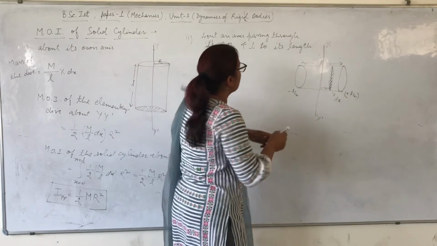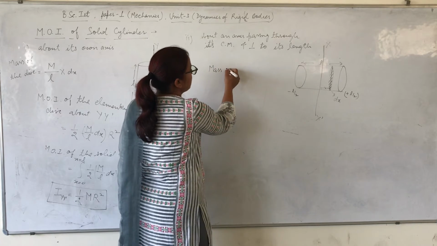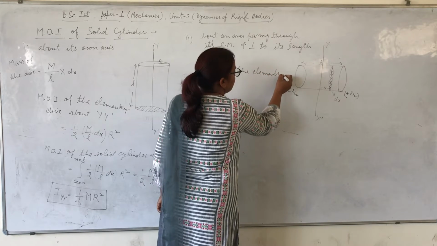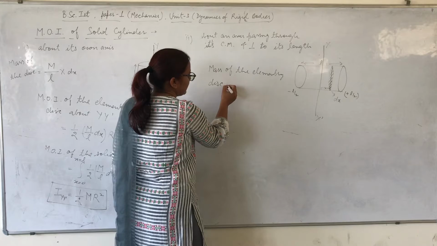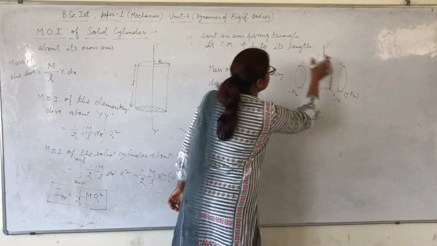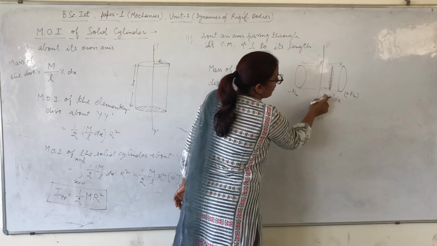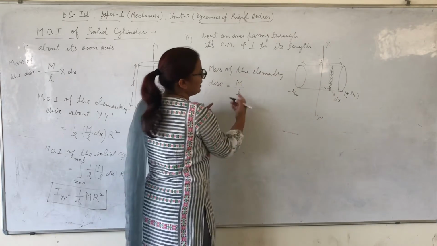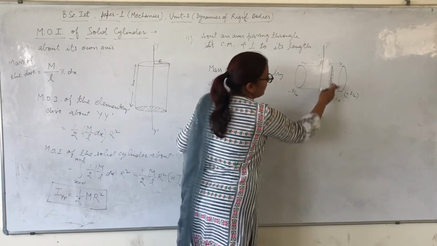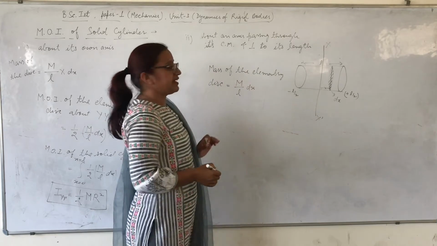First we say what is the mass. Previously we have calculated the mass of the disc, so again I am writing the mass of the elementary disc. With the same logic, it is m by l, where m is the mass of the entire solid cylinder and l is the length of the solid cylinder, so mass per unit length, and it is of thickness dx. So the elementary circular disc will be taking up what mass? M by l into dx out of this entire mass m.